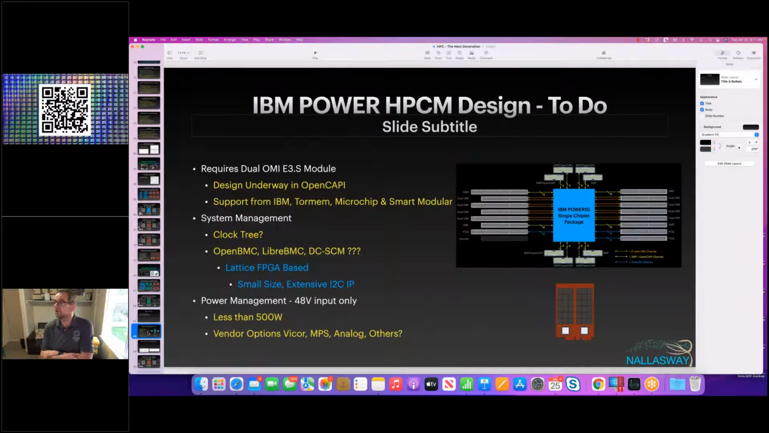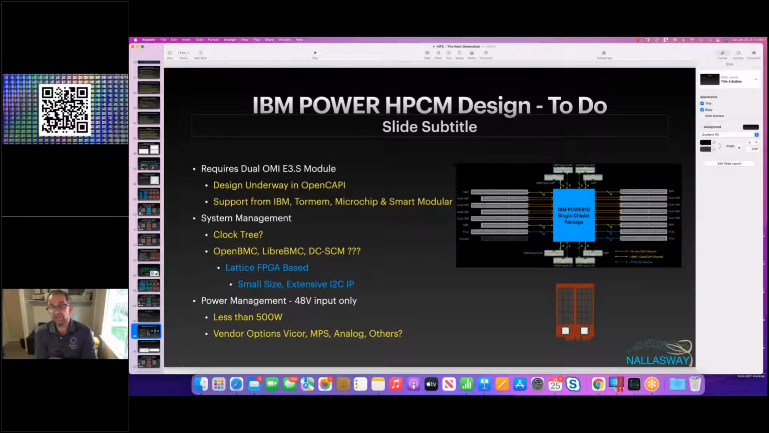I know Brian's got to drop at the bottom of the hour. Brian and Todd are both from IBM, and they've helped me over the years. In putting this together, I'm working with them and others in the OpenCAPI work group and the OpenPOWER work groups.